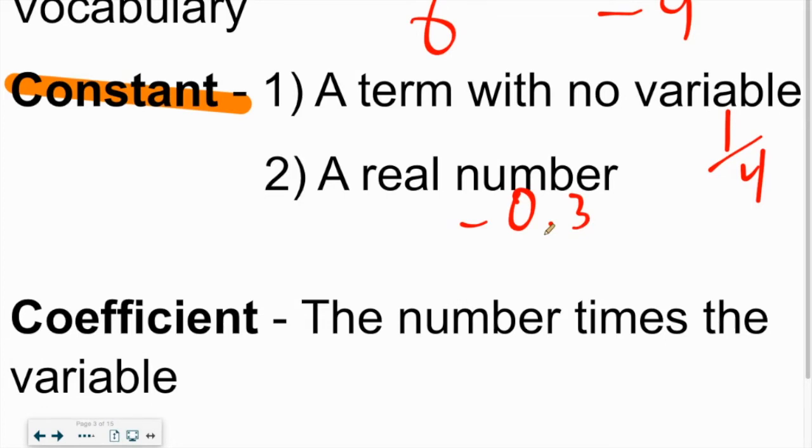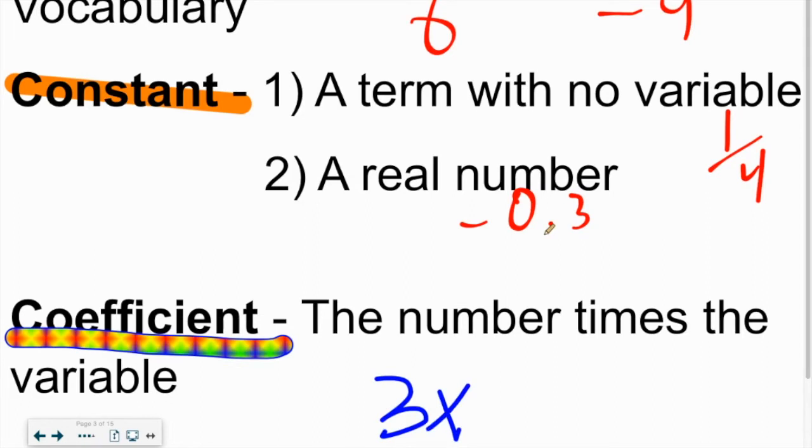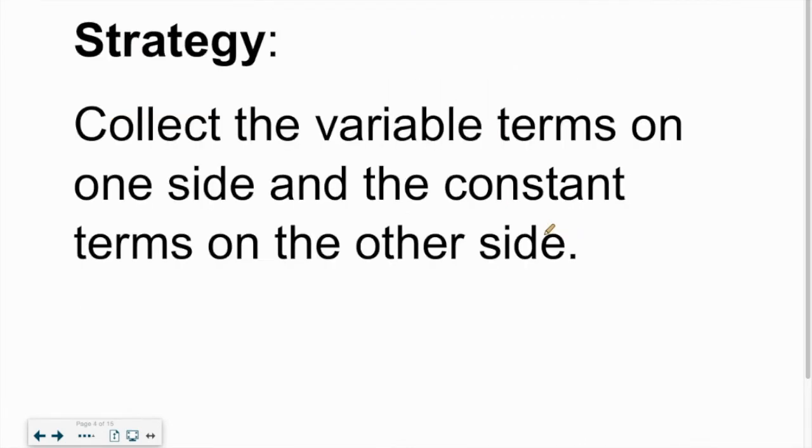And the other one here is this word coefficient. Just as a reminder, that's the number times the variable. It's the number in front of the variable, the 3 in the 3x, or the negative 9 in the negative 9y, whatever number in front of the variable, that's the coefficient.